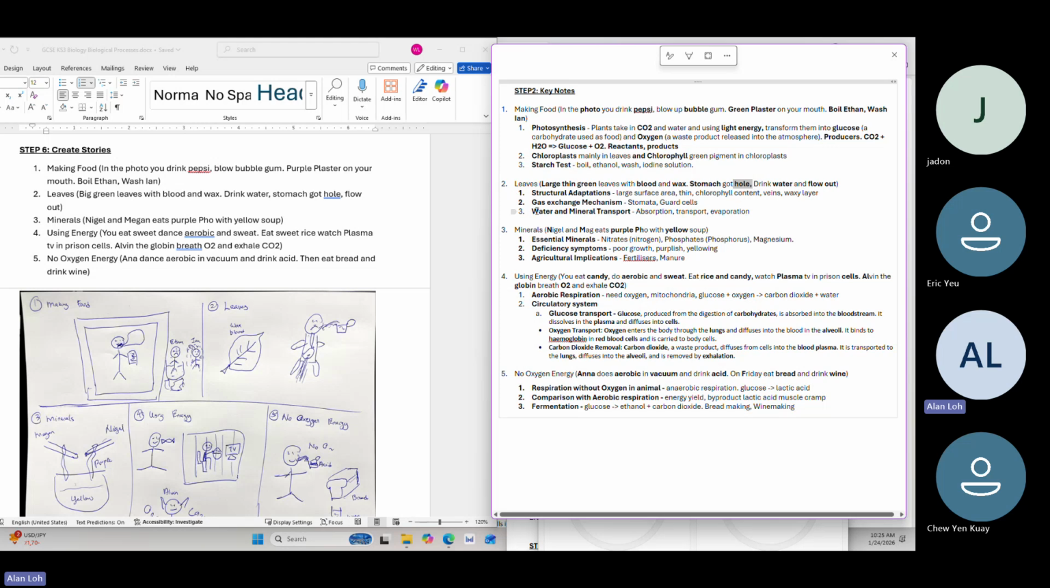Then drink water and flow out. What does it mean? This is to explain how the water and the mineral are transported, right? You have evaporation, you have absorption, and you have to flow it out. Either the water is evaporated through the leaf going out, and the water and the mineral are transported. So that is the drink water or drink minerals and then flow out. Okay, I hope this story makes sense to you, to help you remember the content in drawer number 2, right?